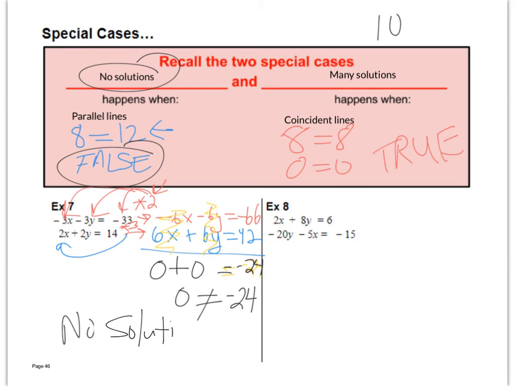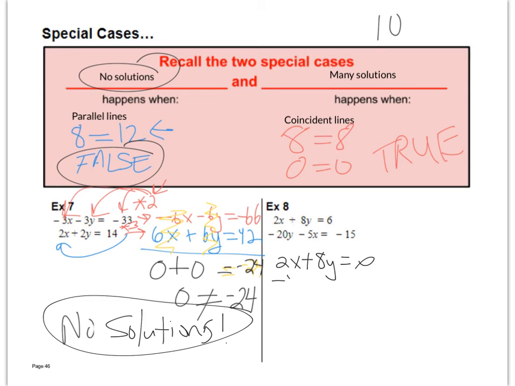No solutions. There's not an answer to this problem. There's no place they intersect because the lines are parallel. All right, over here, we have to rearrange a bit. This first equation is in proper standard form. The second one isn't, so I'm going to rearrange so that the y value is first.